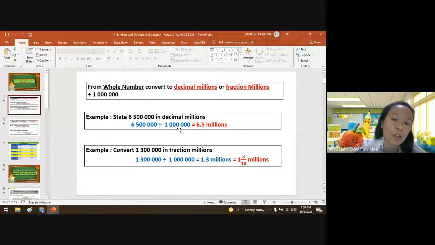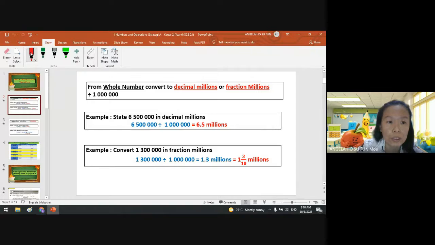As you know, 1 million has 6 zeros. So what you can do is very easy. To change to decimal million, all you need to do is shift the decimal point from the back to the front 6 times. So we shift the decimal point 1, 2, 3, 4, 5, and 6. So you are going to have 6.5 millions. This is how a whole number is changed to a decimal million. All you need to do is divide by 1 million.